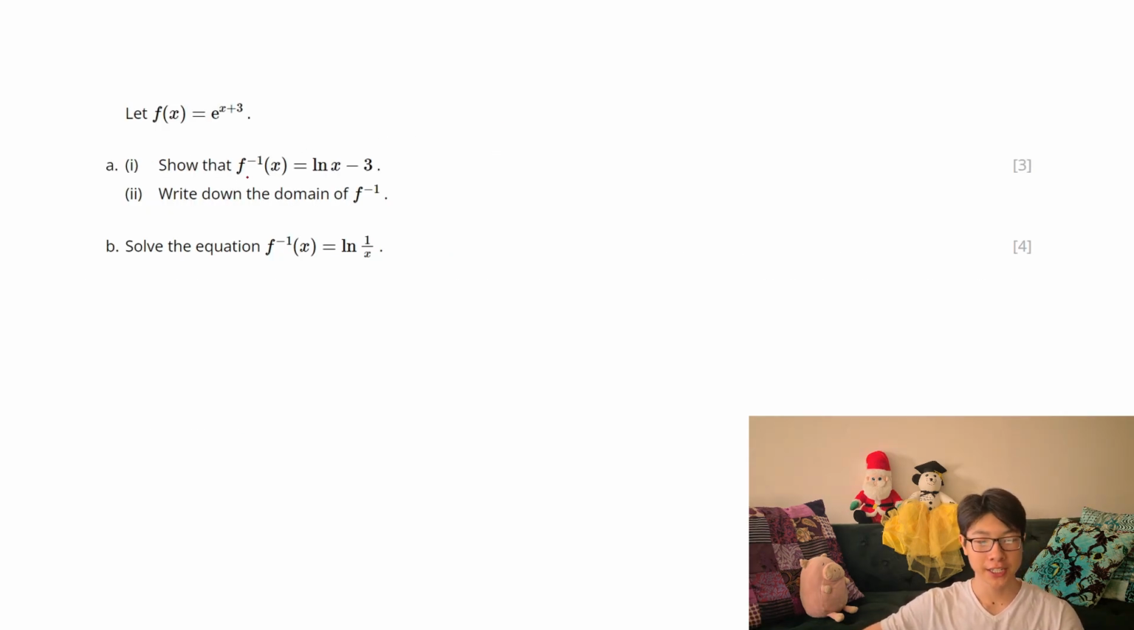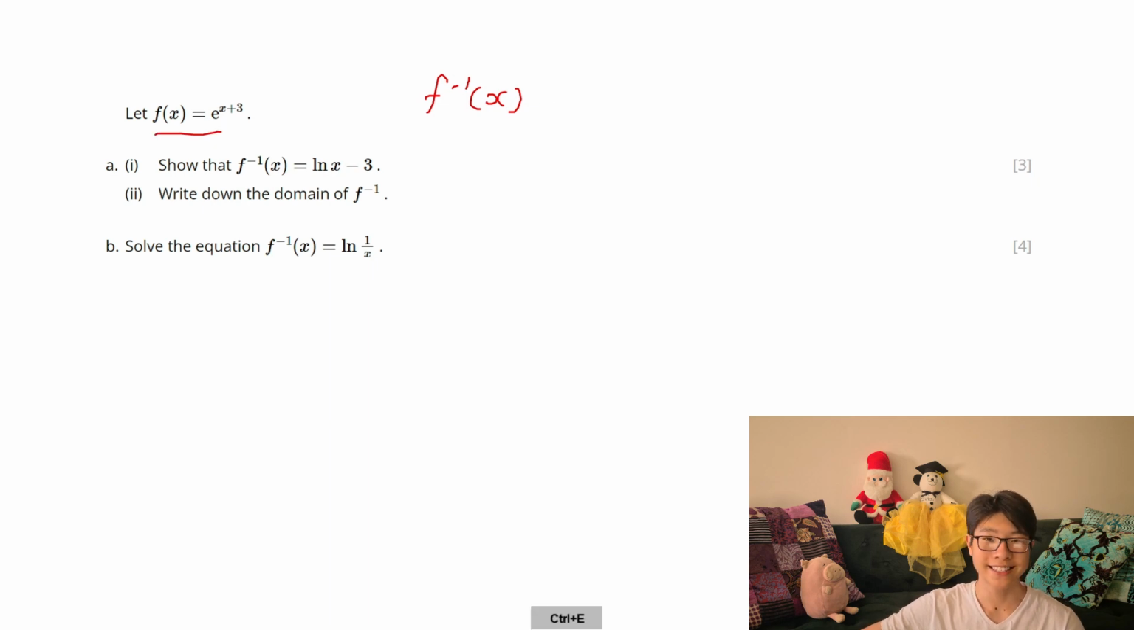Here we have the function f of x equals e to the power of x plus 3. And we want to show that the inverse of our f of x is equal to ln x minus 3. So this is a question testing our knowledge on inverse functions. And how we can work out what our inverse function is equal to based on the original function, which we have right here, is we can set every variable equal to y.